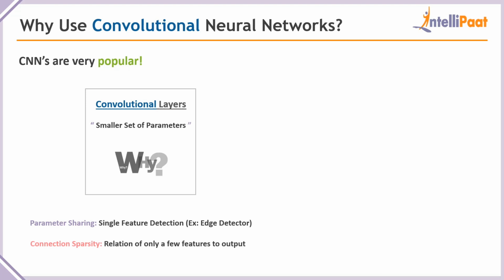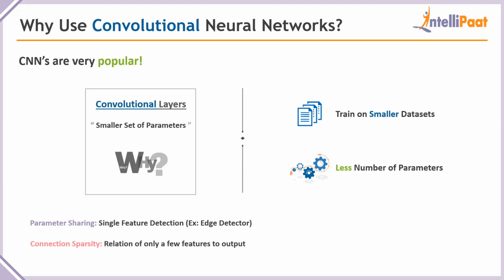And then connection sparsity will give you the relationship between the features. It'll tell you, I only need this particular feature to give me one single output, or here is a combination of a few features which I require to get the output. So considering both parameter sharing and connection sparsity, we arrive at the conclusion that only small sets of parameters are required when you're working with convolutional neural layers. This is what makes convolutional networks as powerful as they are.